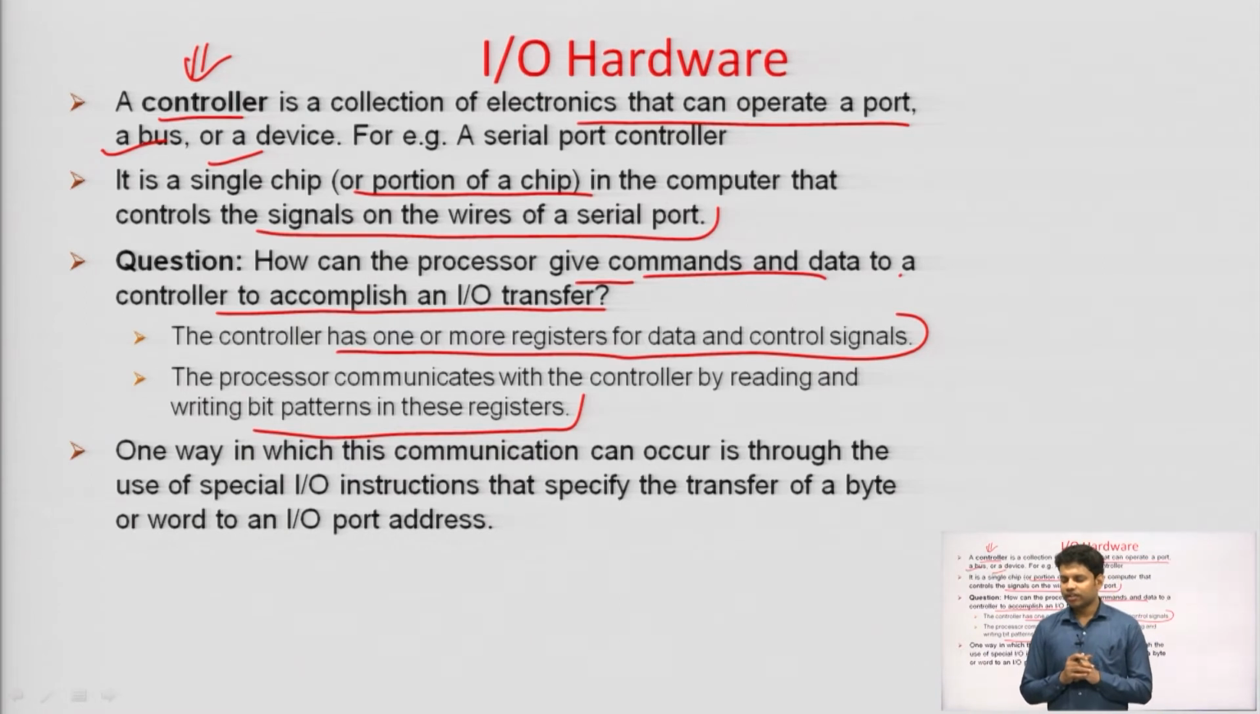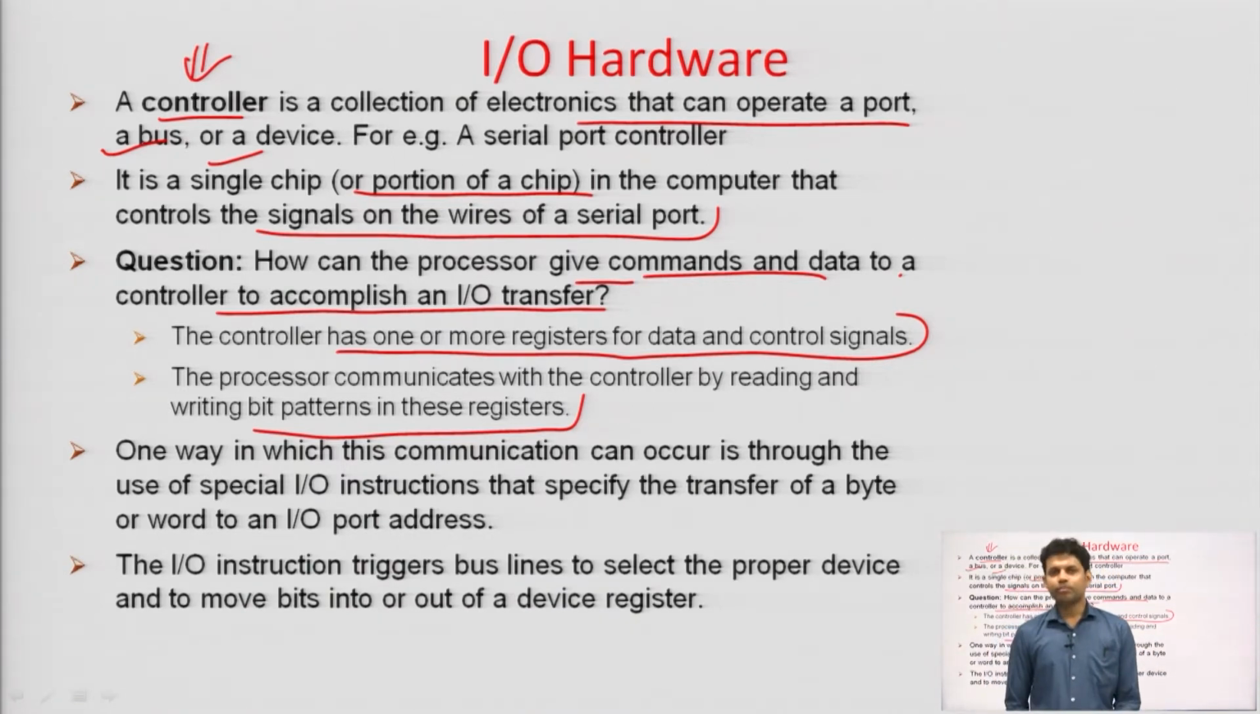One way in which this communication can occur is through the use of special IO instructions that specify the transfer of a byte or word to an input output port address. The input output instructions trigger bus lines to select the proper devices and to move bits into or out of the device register.